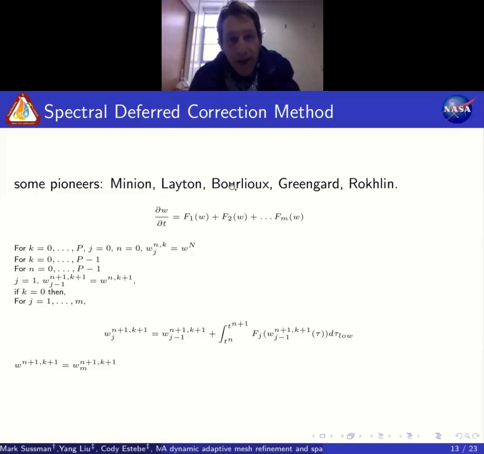So given a method which is low order in time, there's a systematic and non-intrusive way to increase the order of accuracy using the so-called spectral deferred correction method. And I give some of the names here. At any rate, I show an outline of the method here, but if one is interested, they can refer to our previous paper on this, or earlier work by these people.